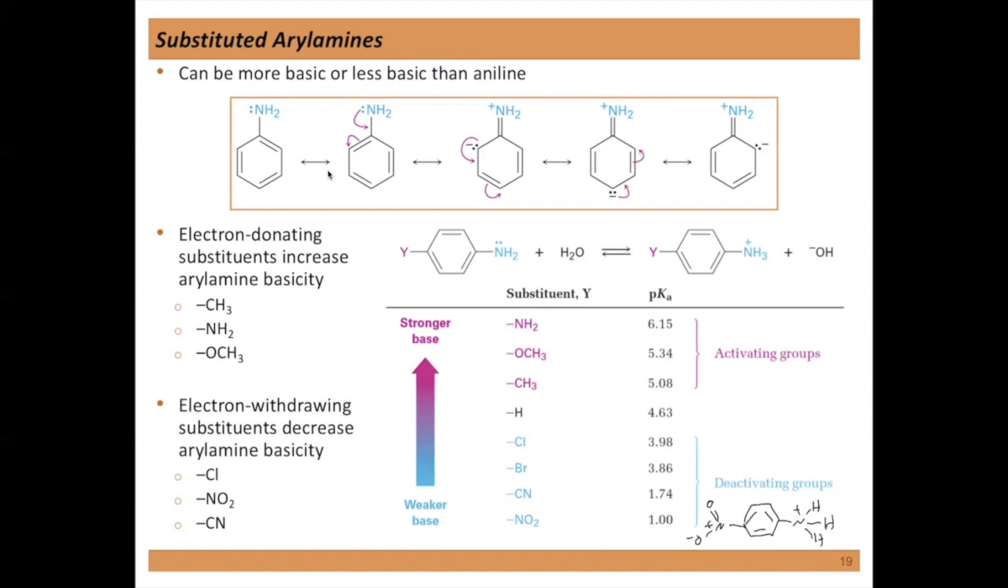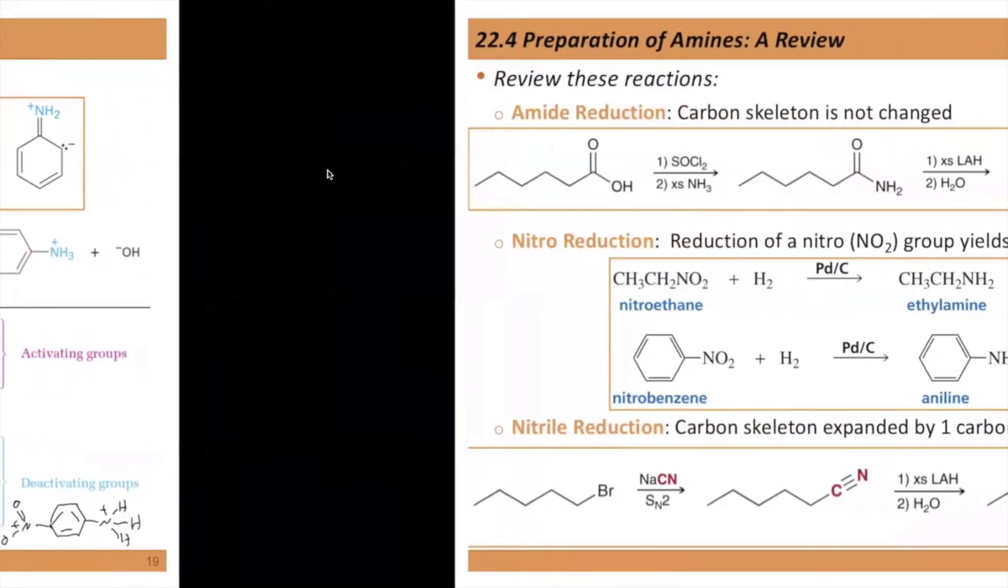So again, if we push electrons towards a nitrogen, it makes it more basic. If we pull electrons away, it makes it less basic. It's all about the lone pairs. And again, a base is something that has lone pairs and is willing to donate those.